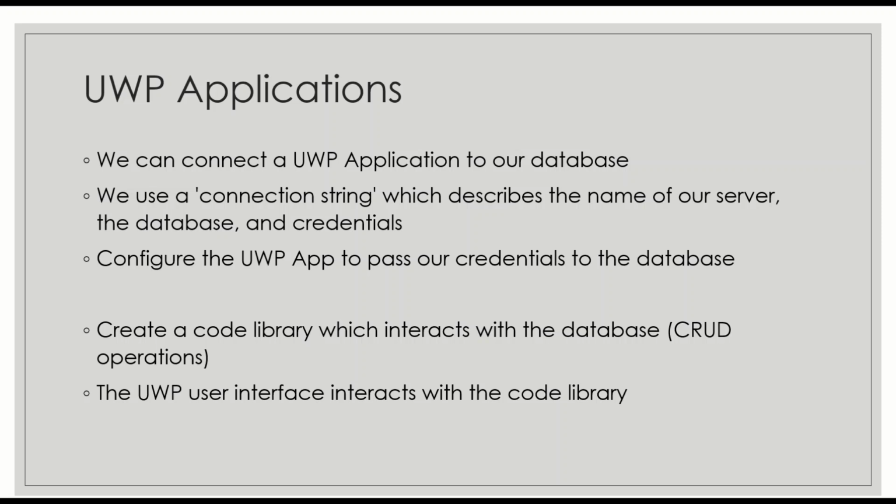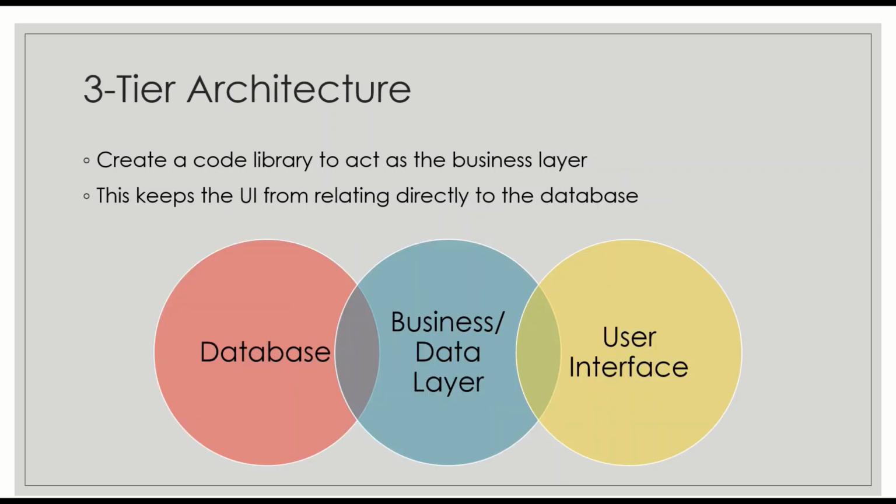Another thing that we need to do is to create a code library which interacts with the database for those CRUD operations: create, read, update, and delete. And then our UWP user interface is going to interact with the code library. So what we end up with when all is said and done is a 3-tier architecture. This is one of the ways that we can create a system that has multiple levels.